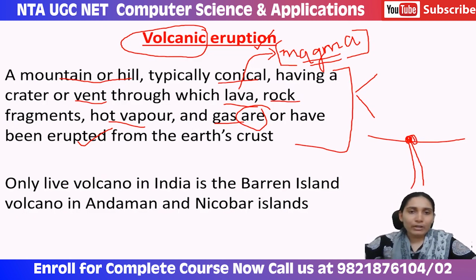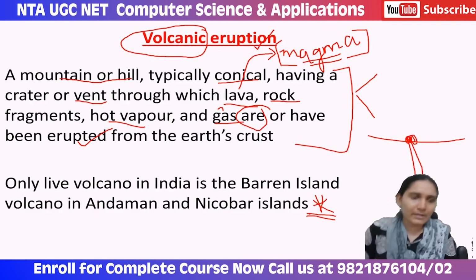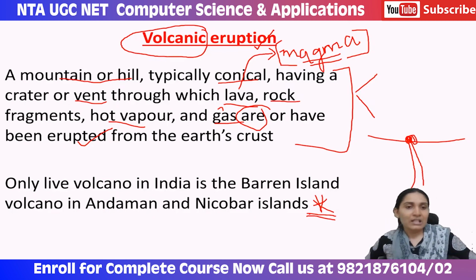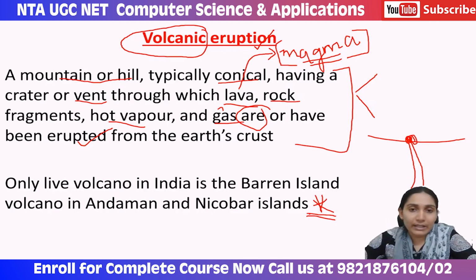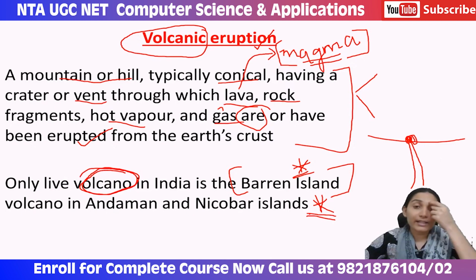The only live volcano in India is the Barren Island volcano in the Andaman and Nicobar Islands. This is very important. This was also a previous year question, I guess. I read it somewhere when I was looking into your previous year question papers. So the only live volcano in India is the Barren Island volcano in Andaman and Nicobar Islands. Please note it down. Active volcano means it is still active, that is the magma or the lava is coming out.